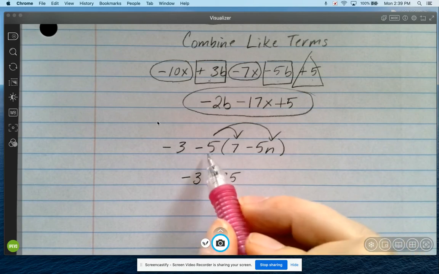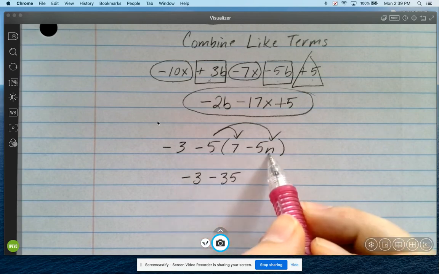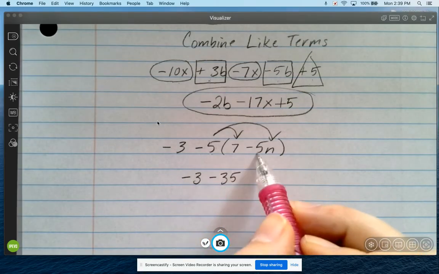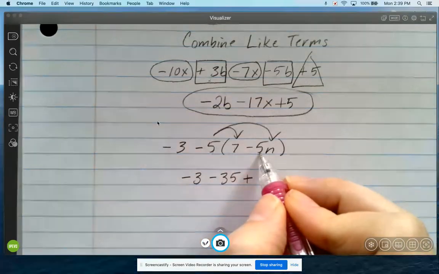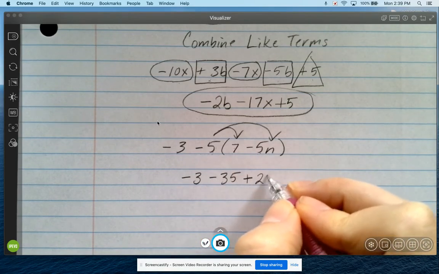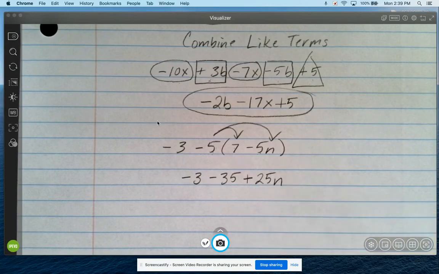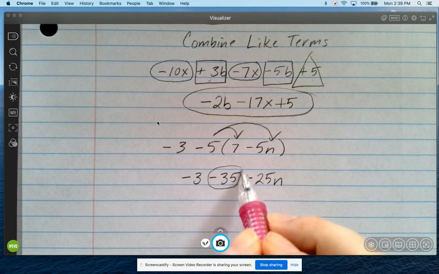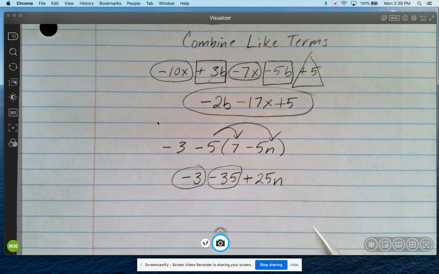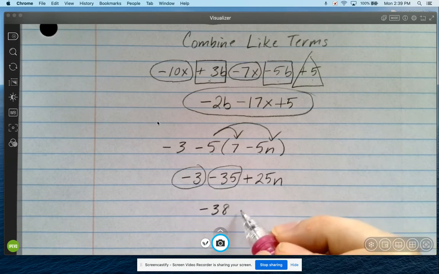Negative 5 times negative 5n. A negative times a negative is a positive, so it's going to be positive. 5 times 5 is 25n. And I'm not quite done because I have some like terms here that I can combine. So a negative 3 and a negative 35 would be negative 38. So that would be negative 38 plus 25n.